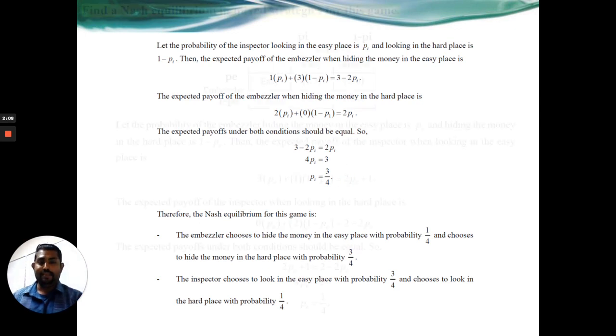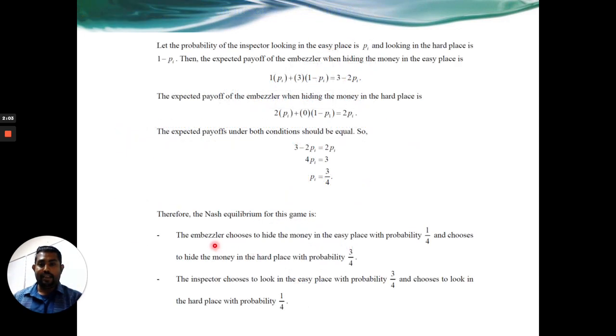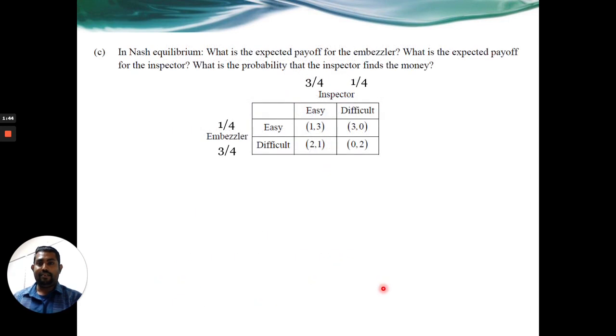So it means that here you got 3/4, and here we got 1/4. It means that the MZilla chooses to hide the money in the easy place with probability 1/4, and in the hard place with probability 3/4. While the inspector chooses to look in the easy place with probability 3/4, and in the hard place with probability 1/4. Clear, right?